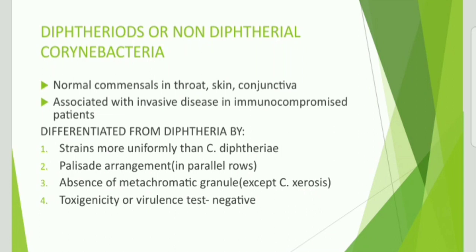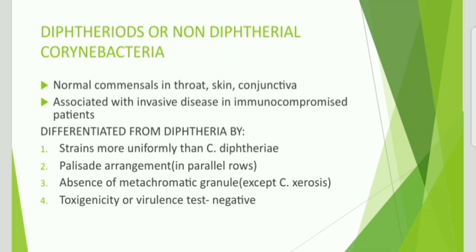One term we should remember in this chapter is diphtheroids, or non-diphtherial corynebacteria, or coryneforms. These are non-diphtherial corynebacteria that usually exist as normal commensals in the throat, skin, conjunctiva and other areas. In immunocompromised patients, they can cause invasive diseases. How will we differentiate the diphtheroids from Corynebacterium diphtheriae?